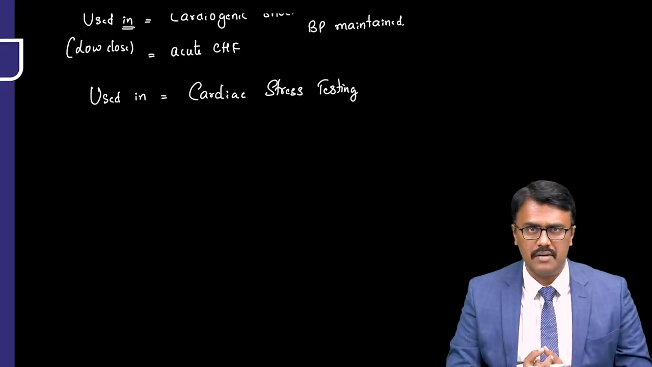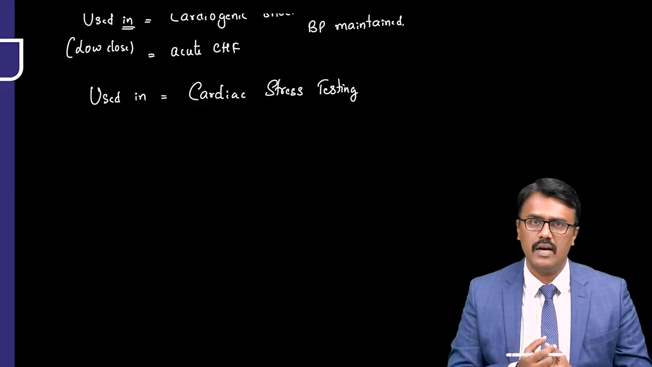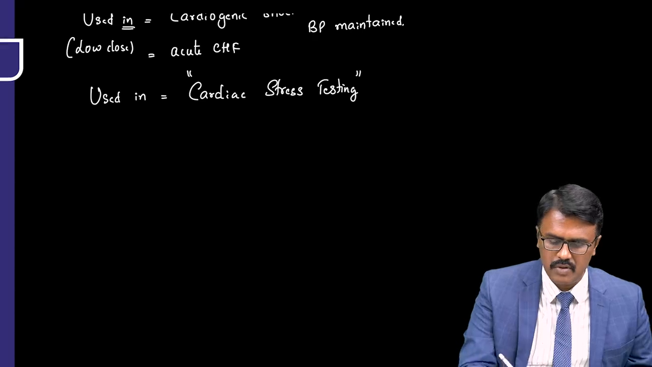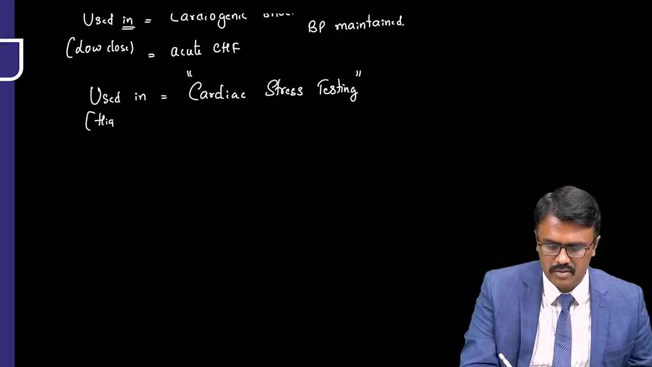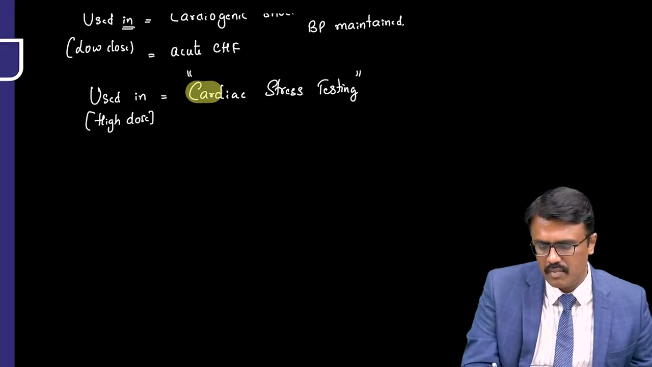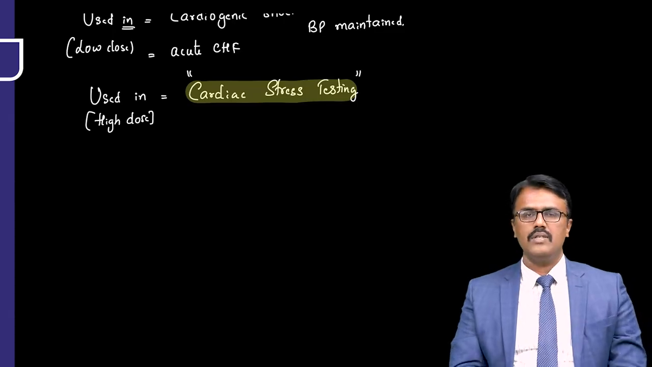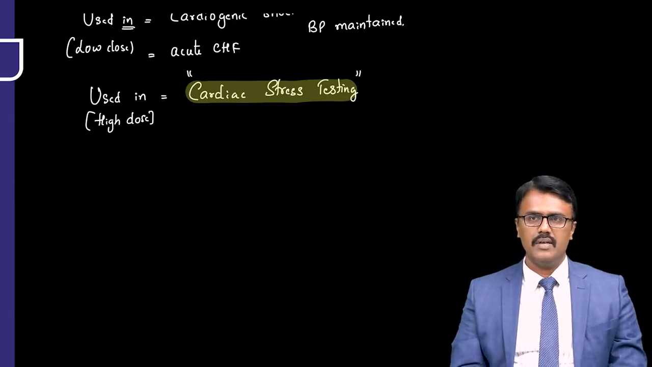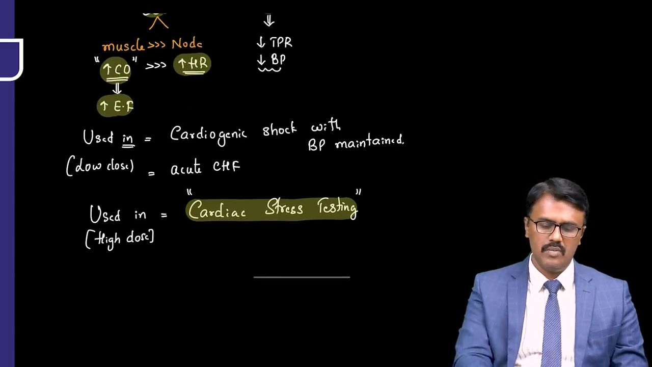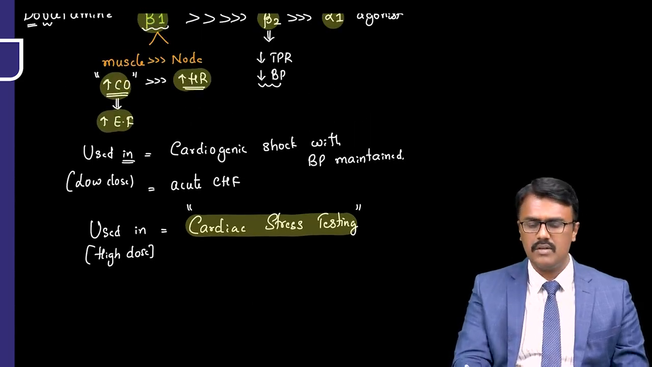If the person cannot run, then we have to induce the stress on the heart by using the drug, and that is cardiac stress testing. So for that, we use the drug at high dose. The drug used is called dobutamine. So it is used for cardiac stress testing. We give the drug and check what is the ejection fraction, what are the heart abnormalities we see after giving the drug. So the drug used is dobutamine. Remember, cardiogenic shock with BP maintained, acute CHF. So don't give it in hypertension.